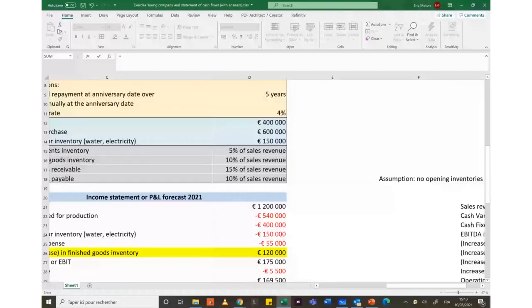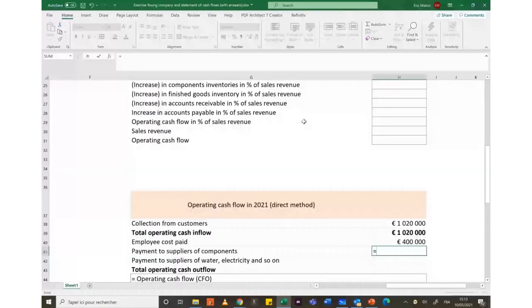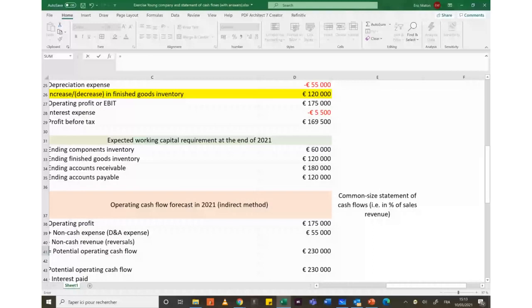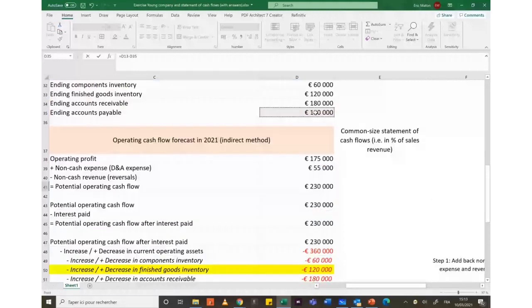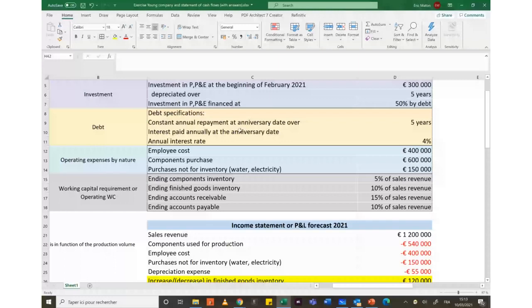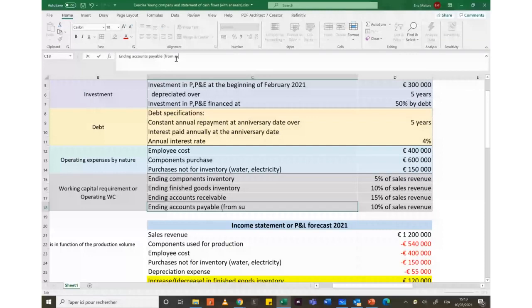In the employee cost paid, we have 400,000. In the payment to suppliers of components, we can start from what we purchase. We purchase 600, but we increase the accounts payable. We suppose the accounts payable here are related to the suppliers of components. So here minus the ending accounts payable because I don't have opening accounts payable. So directly minus the ending. Here I need to specify, I suppose, ending accounts payable from suppliers of components.